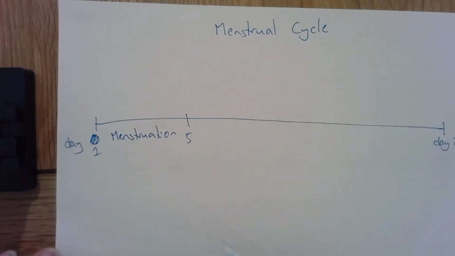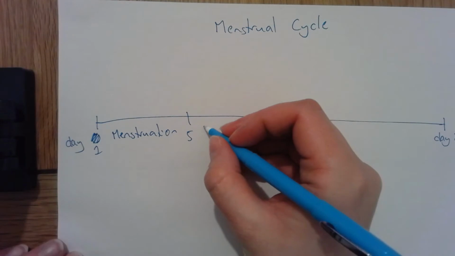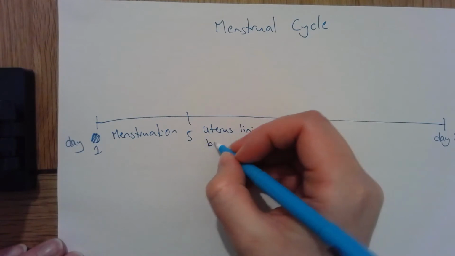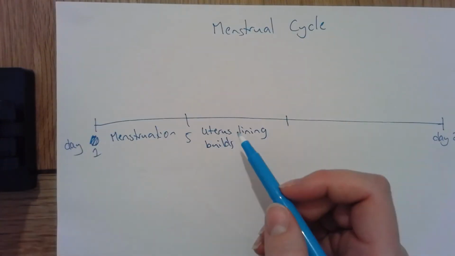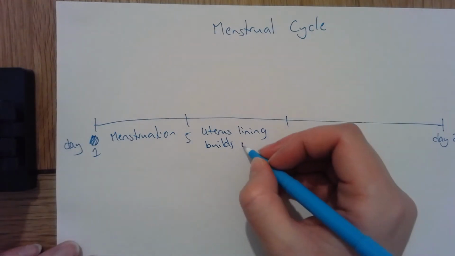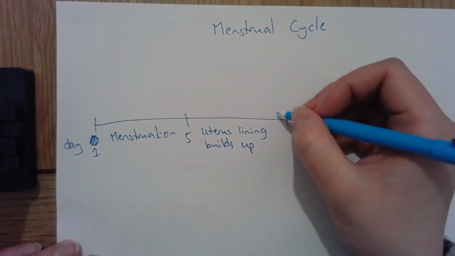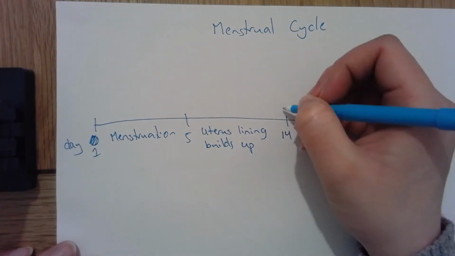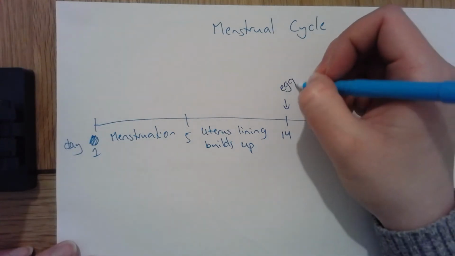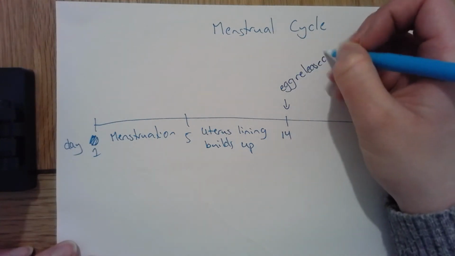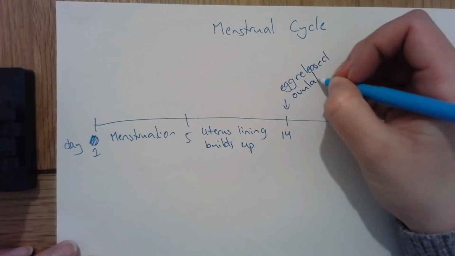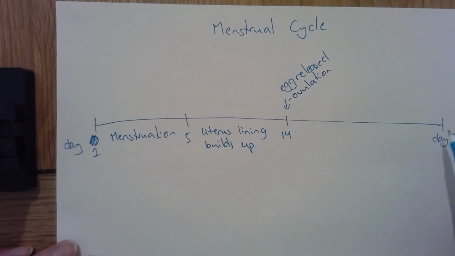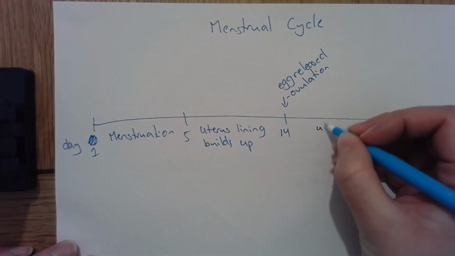And then from day 5 to about day 14, you have the uterus lining built up. So it is getting ready to potentially host a developing baby. And then right at the peak of the uterus lining being built up, so around day 14, you have an egg released. And this is called ovulation. And then between day 14 and day 28, the uterus lining is maintained.